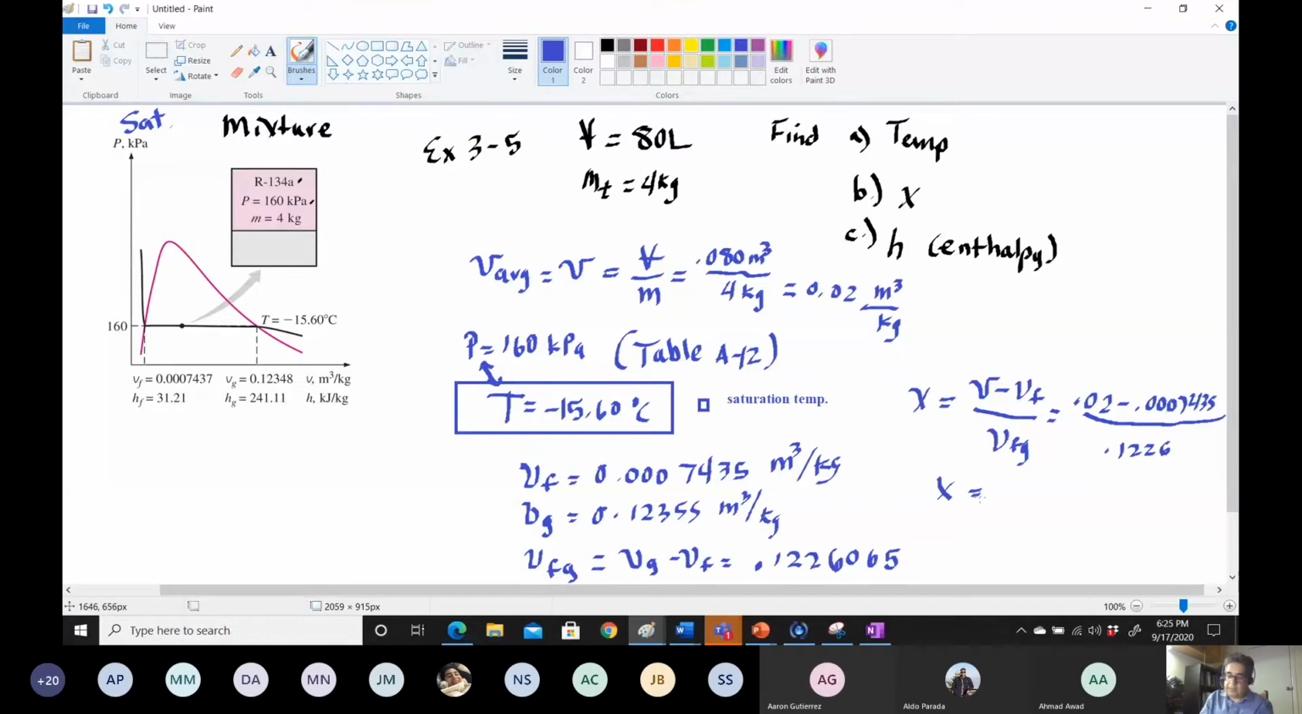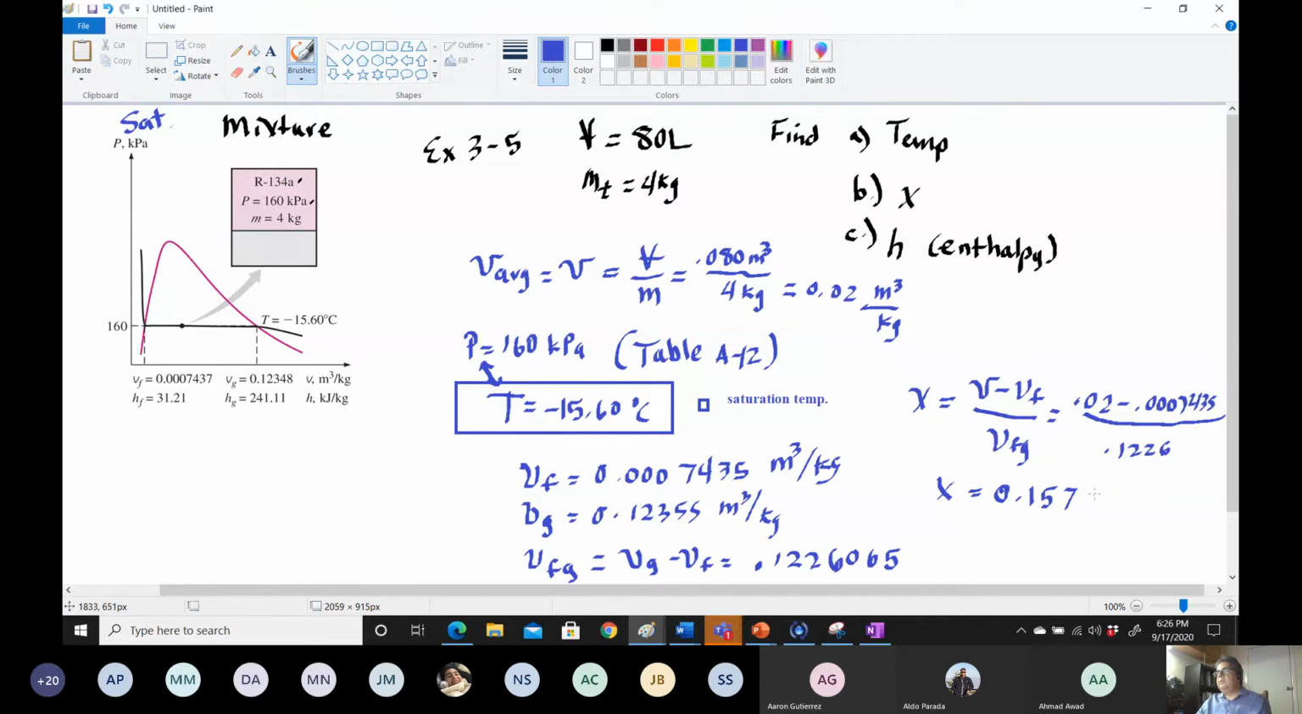And x is equal to. Can you calculate that for me? If not, I'll do it. 0.0007435 minus. All right, so that should be 0.157, and I have it. All right, this is 0.157. So that's our quality. So think about that. This is the mass of the vapor over the total mass. So it's 15%. So it's about 16% vapor.